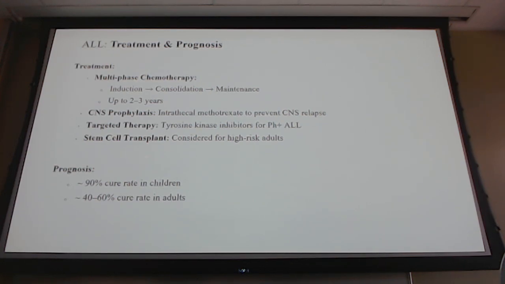Stem cell transplant is going to be considered for all high-risk adults. High prognosis or high cure rate in children, a little bit lower in adults. Again, it all depends on when you find it, availability of therapies, and any comorbidities that they have.